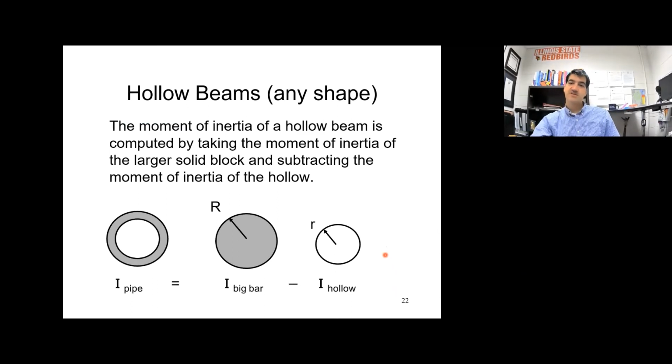What you do is you take the moment of inertia for the solid shape, and then you subtract what the moment of inertia would be for the hollow section inside there. So if you have a pipe of outer radius big R and inner radius little r, then to calculate the moment of inertia for this pipe, you calculate the moment of inertia for a solid cylinder with radius big R, and then subtract the moment of inertia for a cylinder with radius little r. So what you're really doing is just subtracting the moment of inertia for this hollow section inside here. All right, so it's actually pretty simple.